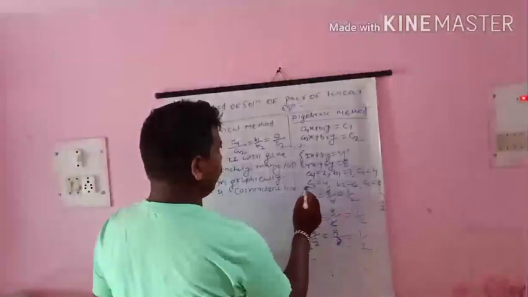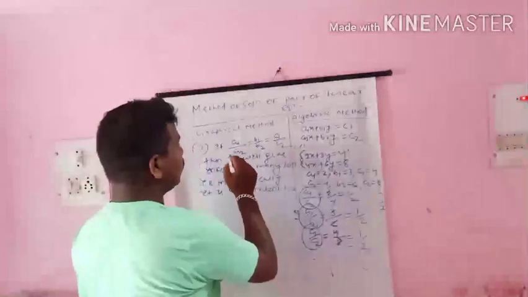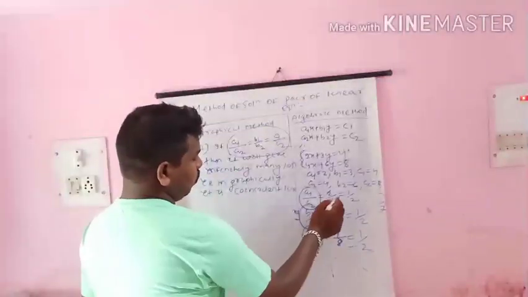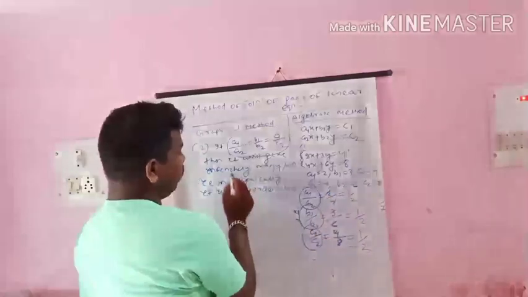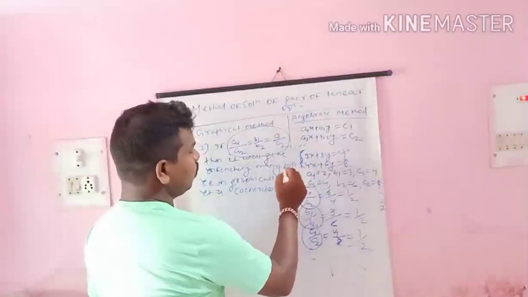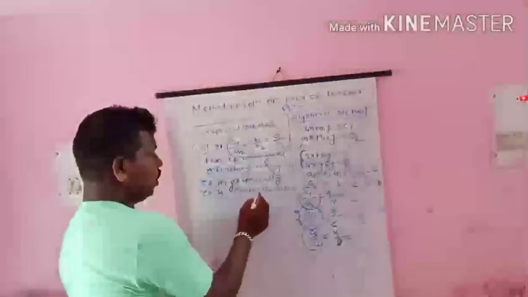That means a1 by a2 equal to b1 by b2 equal to c1 by c2. That means all three ratios are equal. So all are equal means it is infinitely many solutions. That means this pair of linear equations will give infinitely many solutions. That is known as coincident lines.